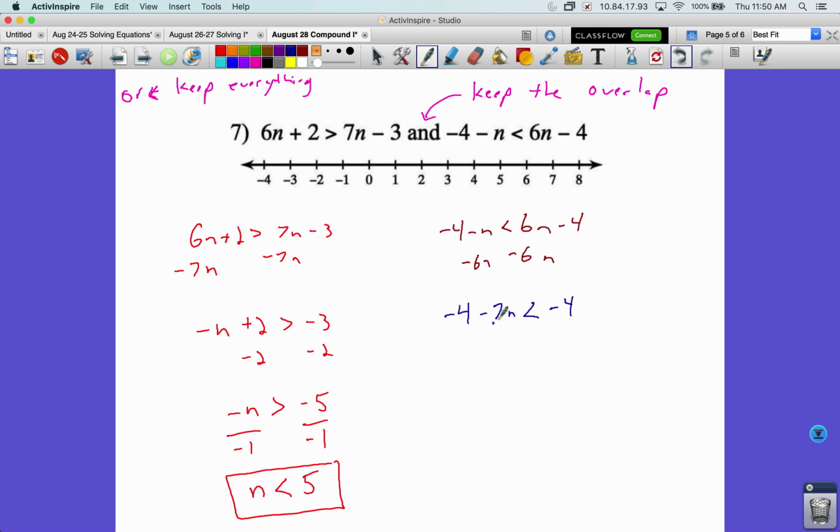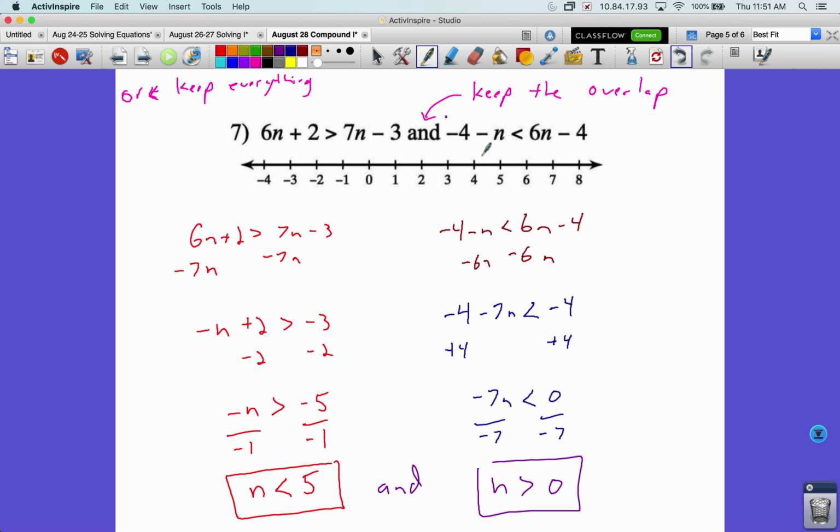All right, negative 4 minus 7n, when I combine those like terms, is less than negative 4. Going to move the constants to the other side. Negative 7n is less than 0. Divide by negative 7. Just divided by a negative. What do we have to do? Flip the inequality. N is greater than 0. Box around that, and we want to keep that word and in between them.